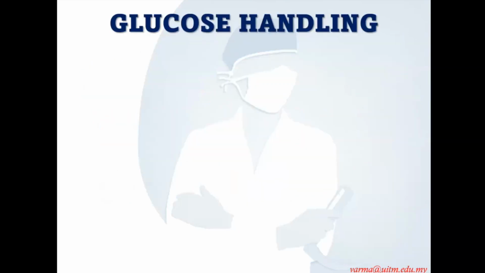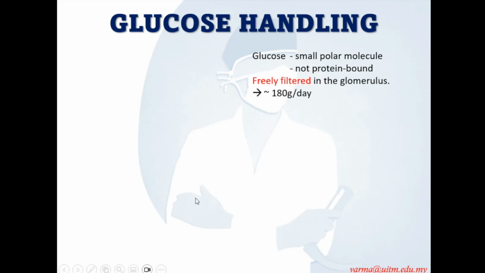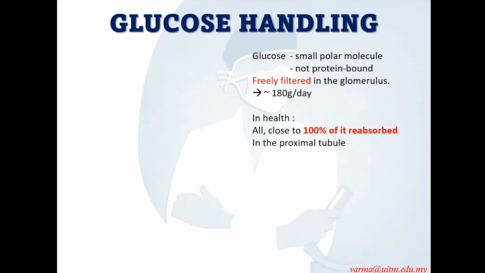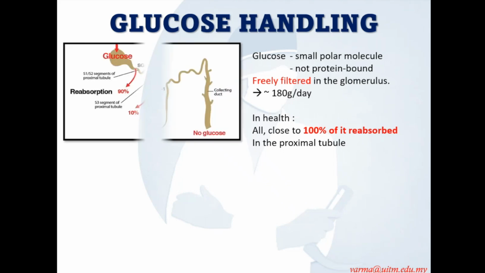So next we go to glucose handling. Glucose is a small polar molecule which is non-protein bound. It is freely filtered in the glomerulus, about 80 gram per day. In health, almost 100% of the glucose is reabsorbed in the proximal tubule. That's why you don't see glucose when you do a urine FEME, unless you are diabetic or you have some kidney disease.